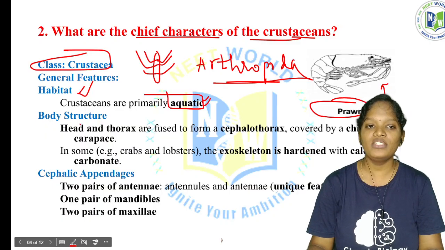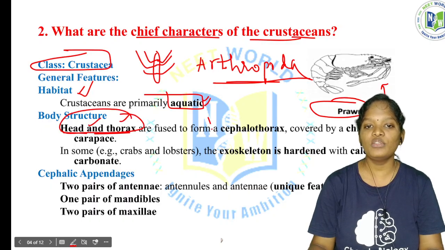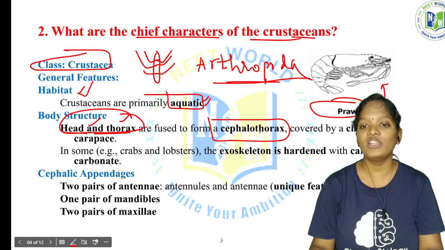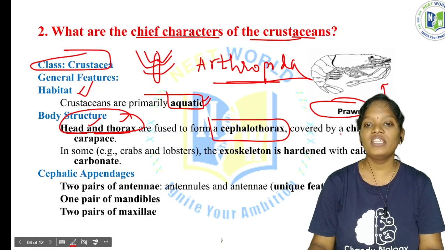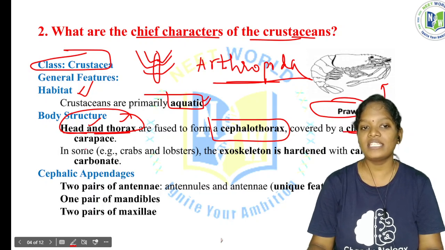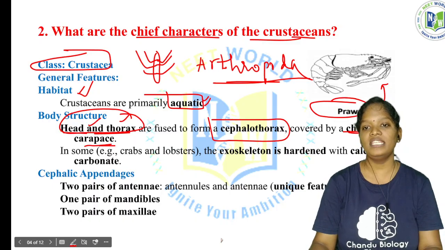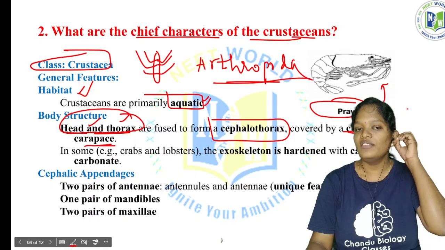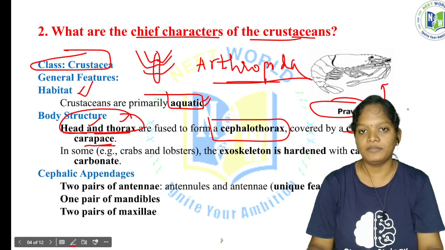Now the body structure will be head and the thorax. The head region, thoracic region. The head and the thorax fuse together to form a structure which is called a cephalothorax. And this region is covered by a chitinous carapace, which means chitinous exoskeleton, which is made of the protein chitin.